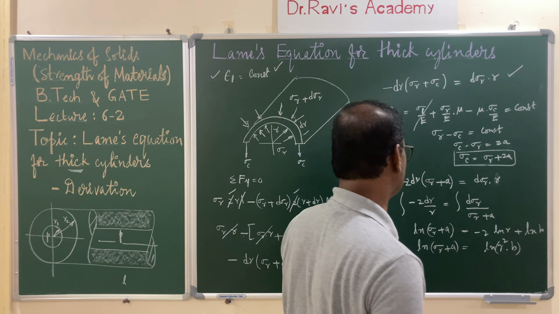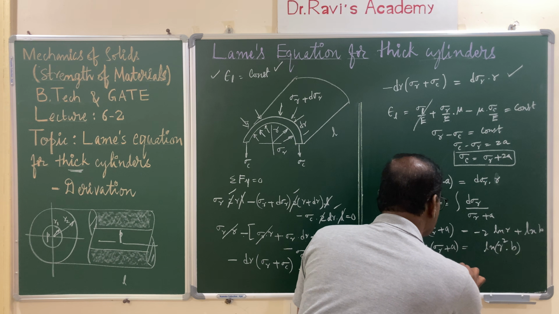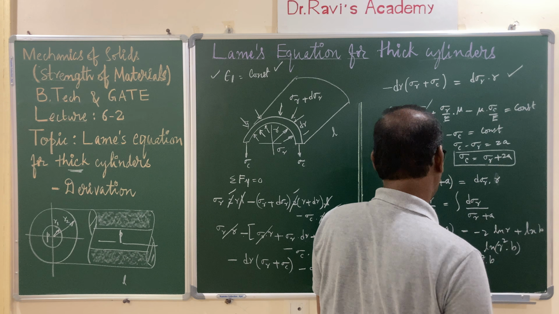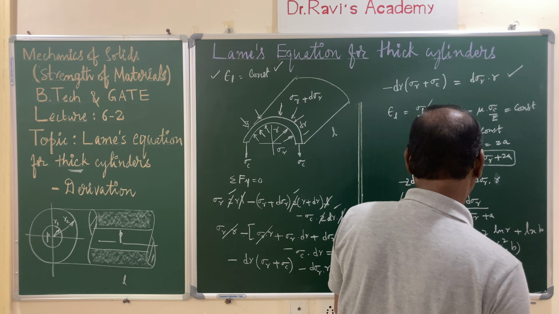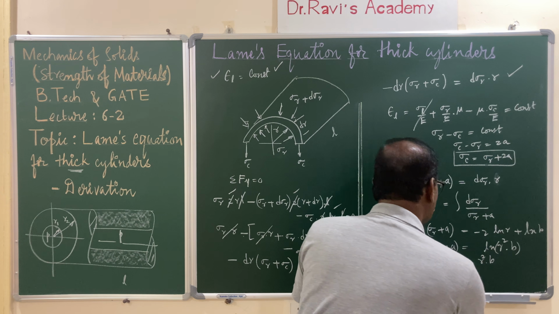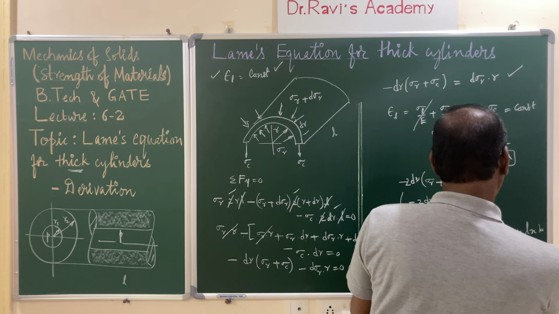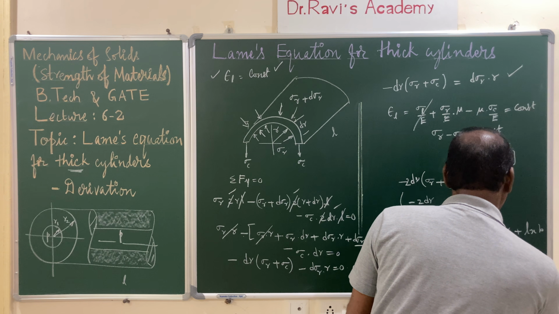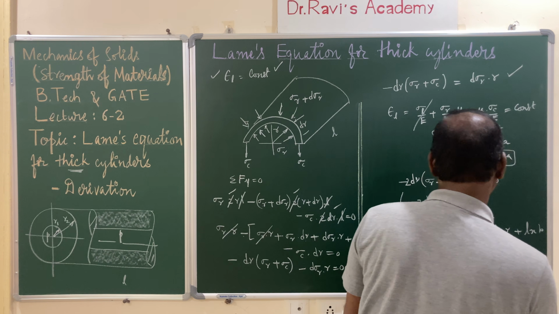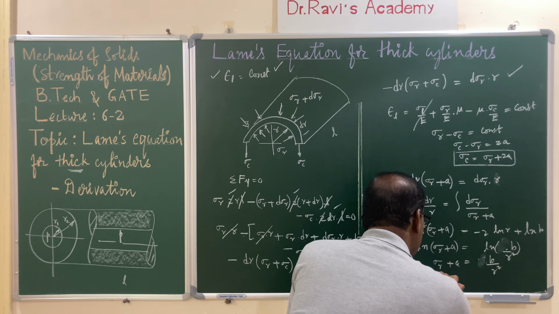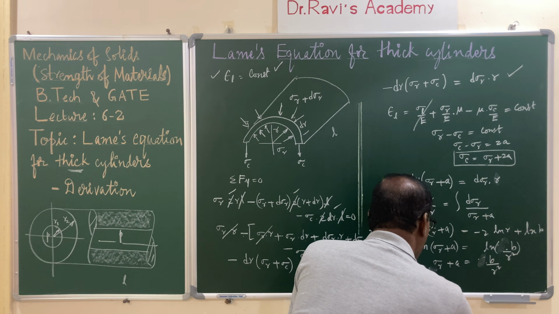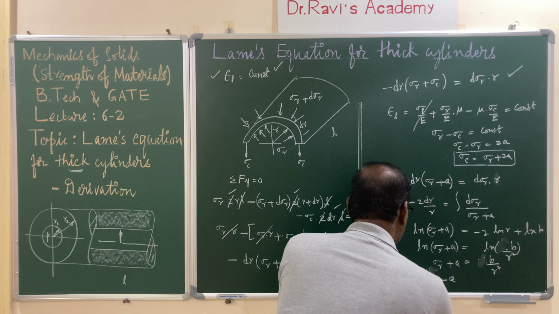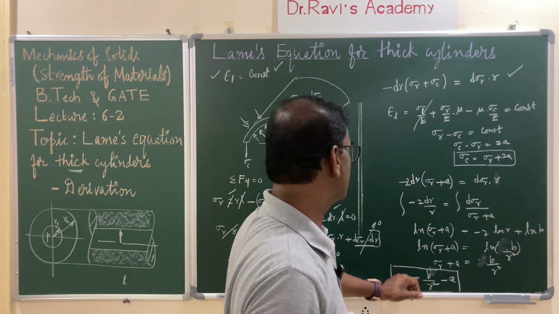Now you can withdraw the natural log. You have sigma r plus a equals r to the power minus 2 into b, so sigma r equals b by r square, because of the power minus 2. So we can write b by r square minus a equals sigma r. This is the expression for the radial stress.